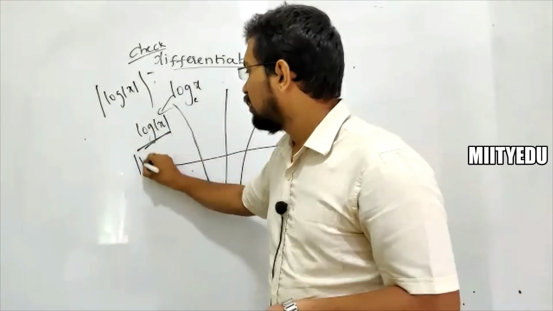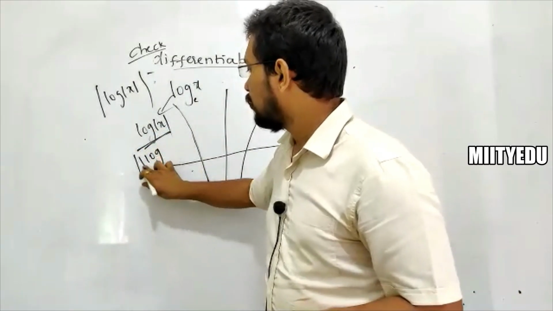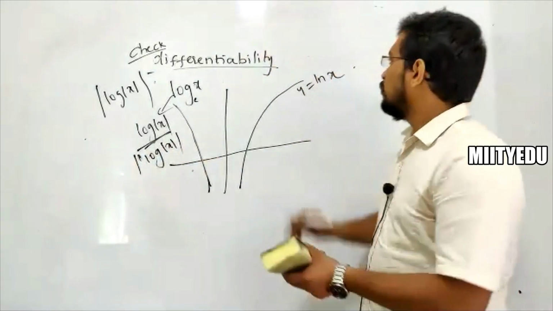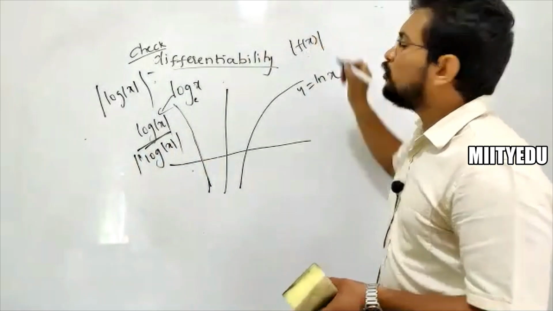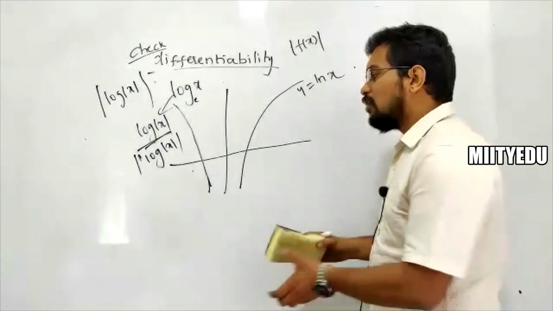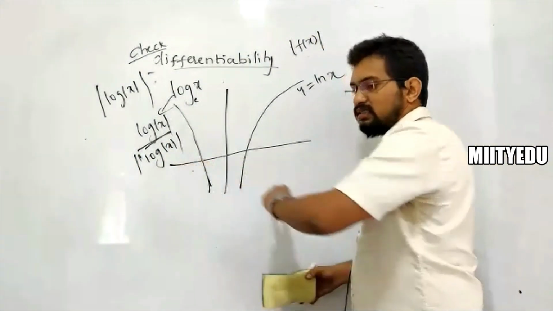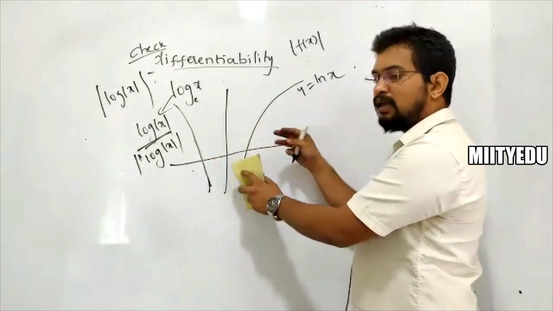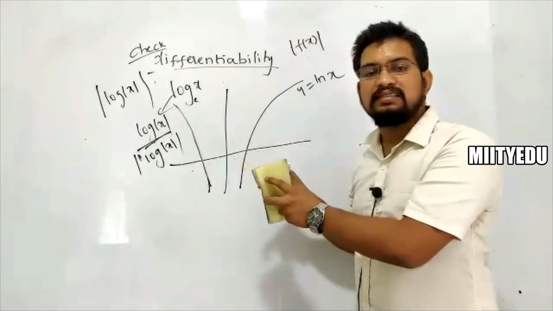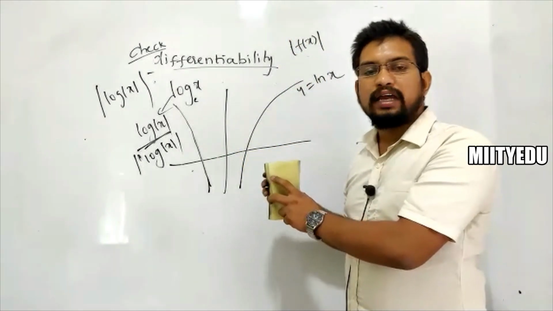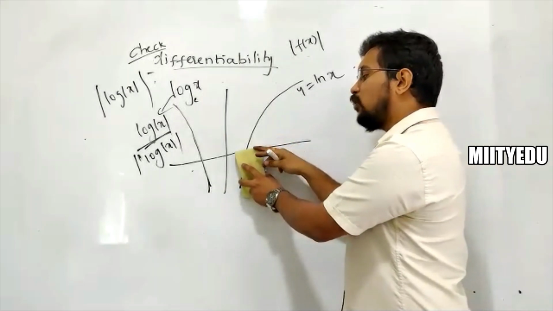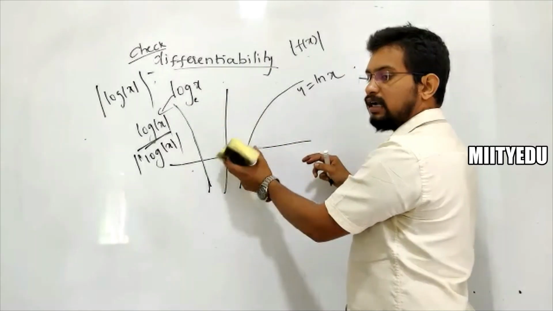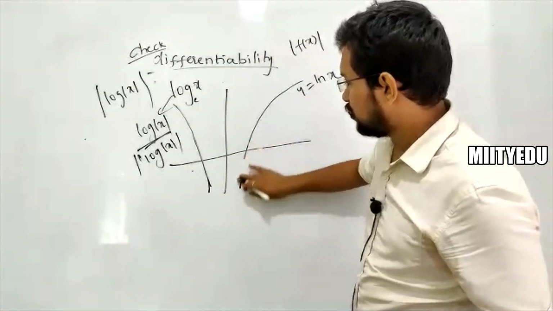Now from this, I'll make it modulus of log of mod x. So modulus of f of x: how do you draw the graph of modulus of f of x? Keeping the part above the x-axis as it is, whatever is present below your x-axis, you reflect above the x-axis. So I'll make something like this.